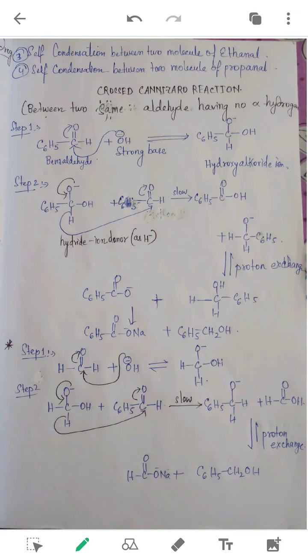So in the case of crossed Cannizzaro reaction, what happens is, this is between two same kind of aldehyde, I will show you, and then I will show you with two different aldehydes having no alpha hydrogens. That's our crossed Cannizzaro, two different aldehydes. Okay. So between two same aldehydes, generally what happens is, the strong base, here you have to use a strong base, unlike the aldol condensation where you have used a dilute base.